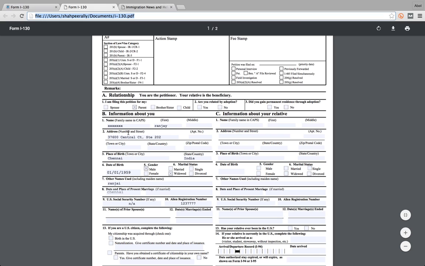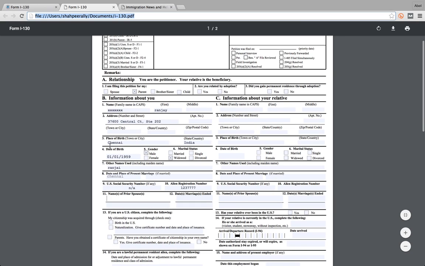Information about you. Your name is Ranger XXX. I put a fake address here. Place of birth, for example, is Chennai, India. Date of birth, so if you're filing for a parent, let's put 1973. You're a male. If you're widowed, married, or single.